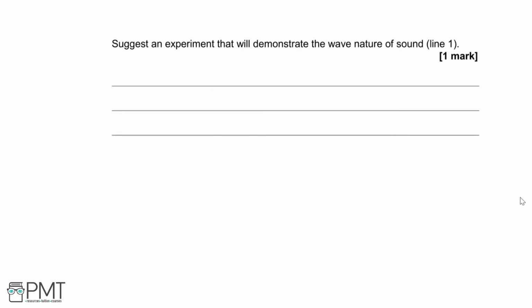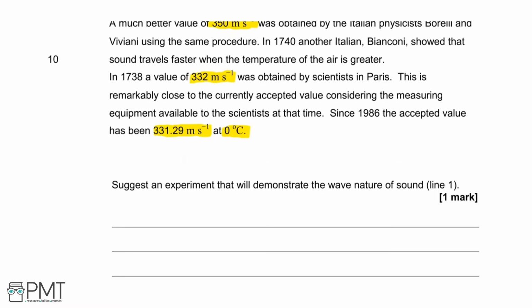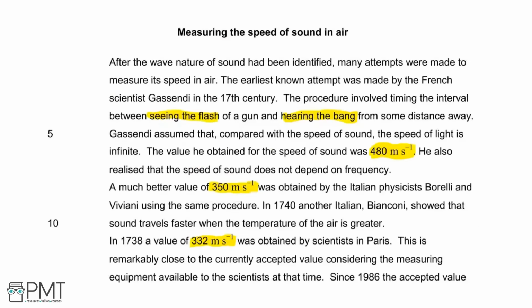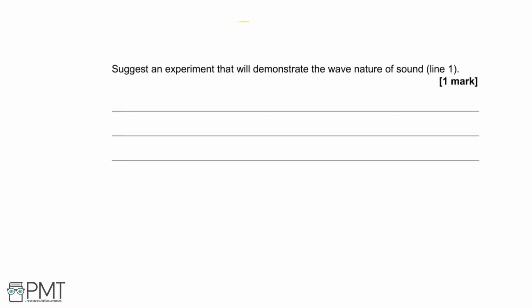So for the first question, suggest an experiment that will demonstrate the wave nature of sound, line 1. Line 1 just says, after the wave nature of sound has been identified, many attempts were made to measure its speed in air. So actually the text in this question isn't particularly helpful. You need to know about the general properties of waves, because obviously sound is a wave, and therefore how we can demonstrate one of those properties.